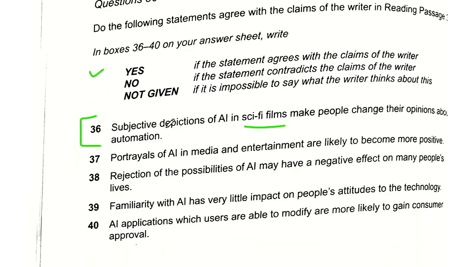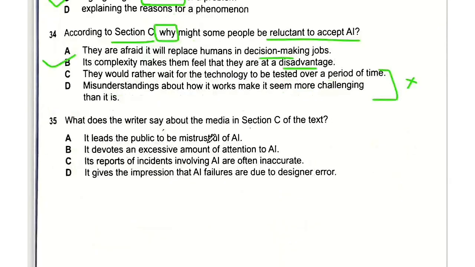And until now they have not mentioned the depictions of AI. So now we'll be reading the next question and moving into the passage. So the next question is, what does the writer say about the media in section C? We still have not seen anything related to media. So now we'll be moving into the passage.